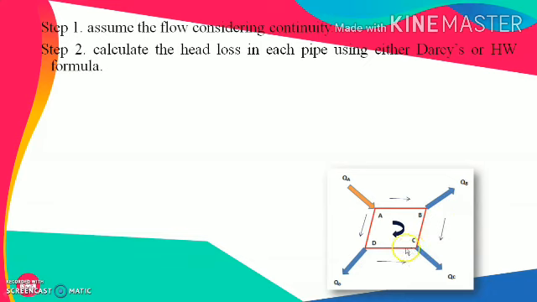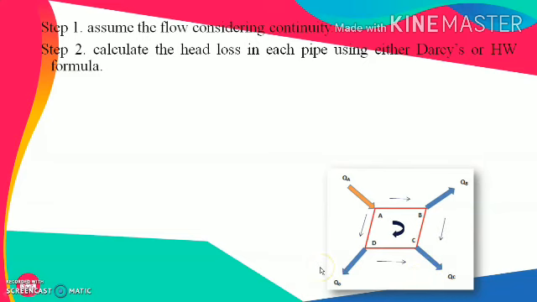For node D, the flow is coming through the pipe AD to the node D, so QAD equals QD plus QDC. And for node C, there are two flows coming together, that is QBC and QDC, which equal the amount of flow leaving that node, that is QC. So these are the continuity equations.